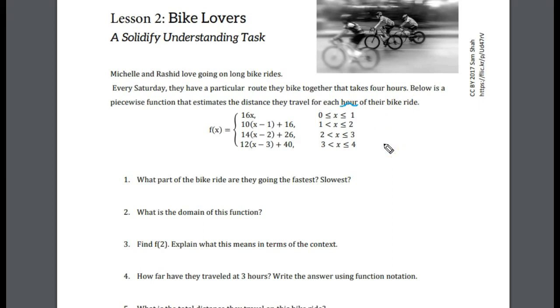What part of the bike ride are they going the fastest and the slowest? Well, this is going to make us dig back into our Math 1 knowledge. When we're dealing with fastest and slowest, we're dealing with rates. And in these equations, our rate is going to be our slope. So we need to identify from the slope what was our fastest time interval and what was our slowest time interval. When I look at these, I see a slope of 16, a slope of 10, a slope of 14, and a slope of 12.